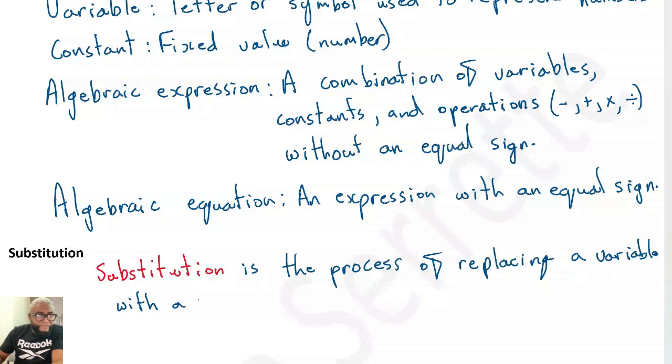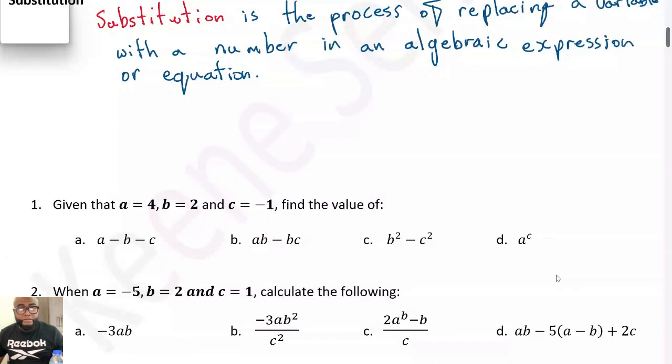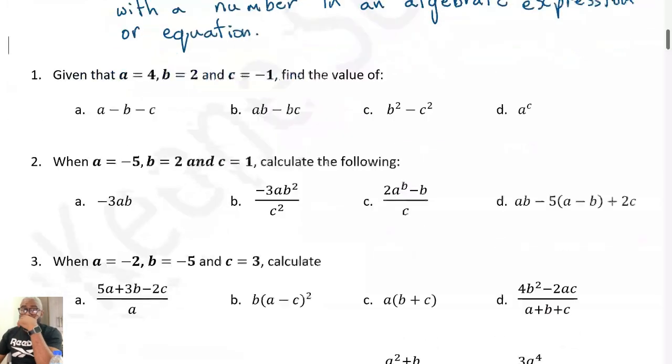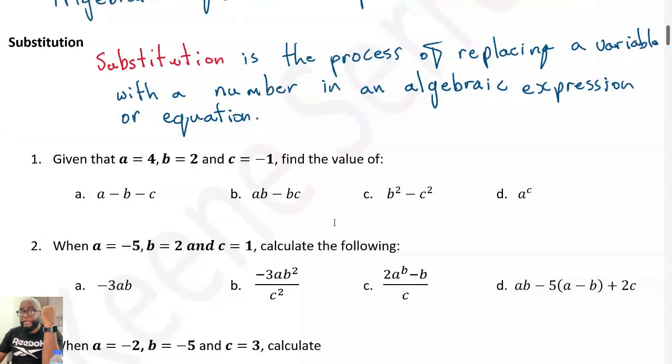Right? So substitution is the process of replacing a variable with a numerical value, which is a number, in an algebraic expression or equation. Right? So we're going to jump to questions time. I don't like this big space. Right. So substitution is the process of replacing a variable with a number in an algebraic expression, right?